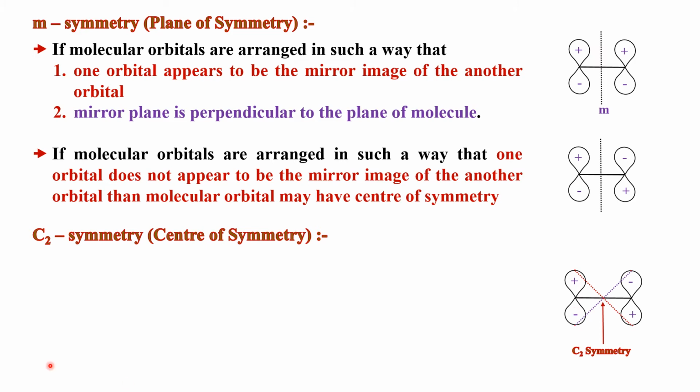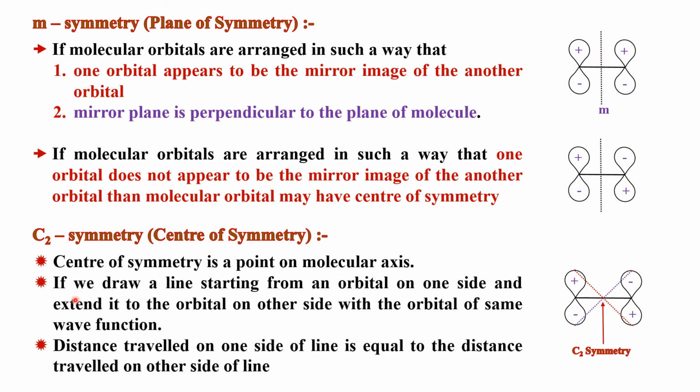How can we explain it? Center of symmetry is a point on the molecular axis. This is the molecular axis. If we draw a line starting from an orbital on one side and extend it to the orbital on the other side of the orbital of the same wave function.